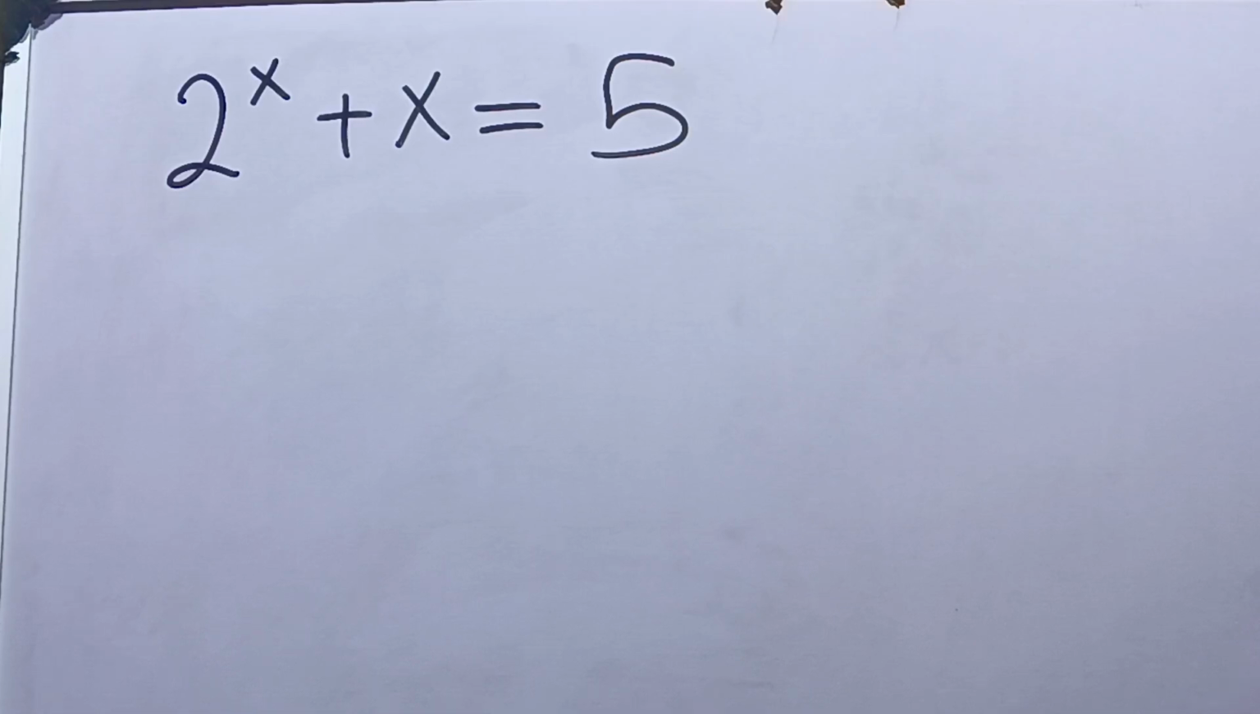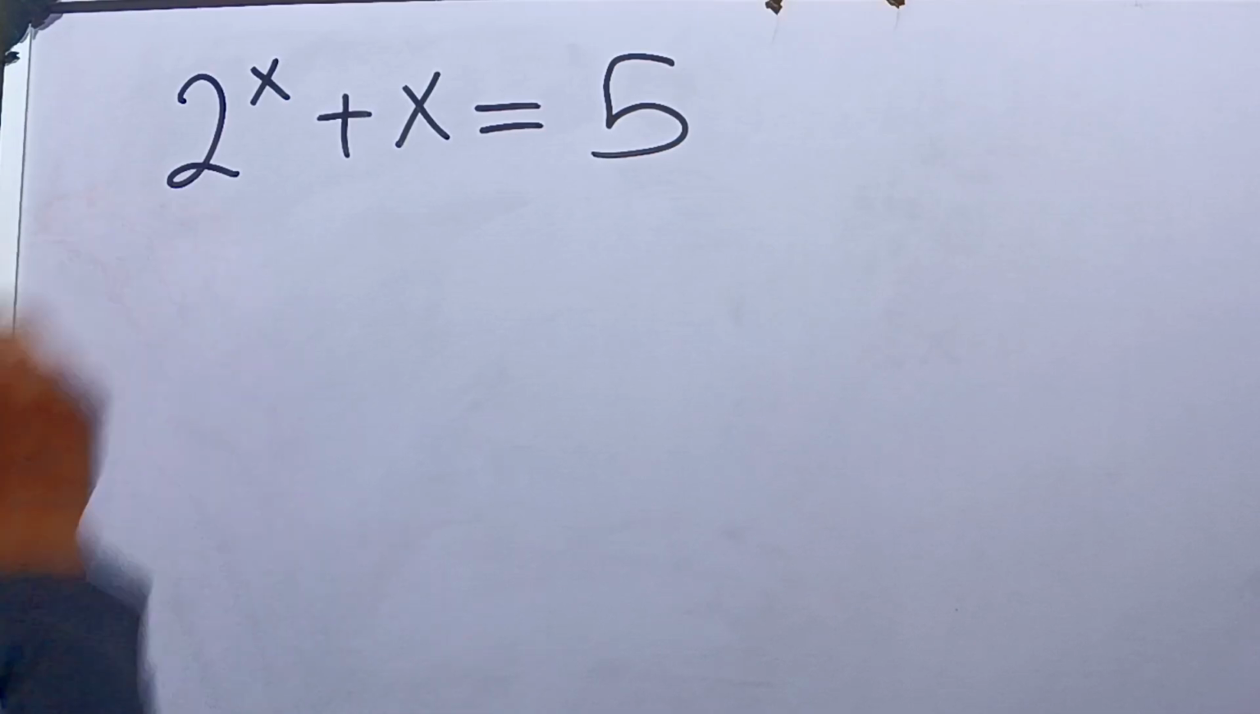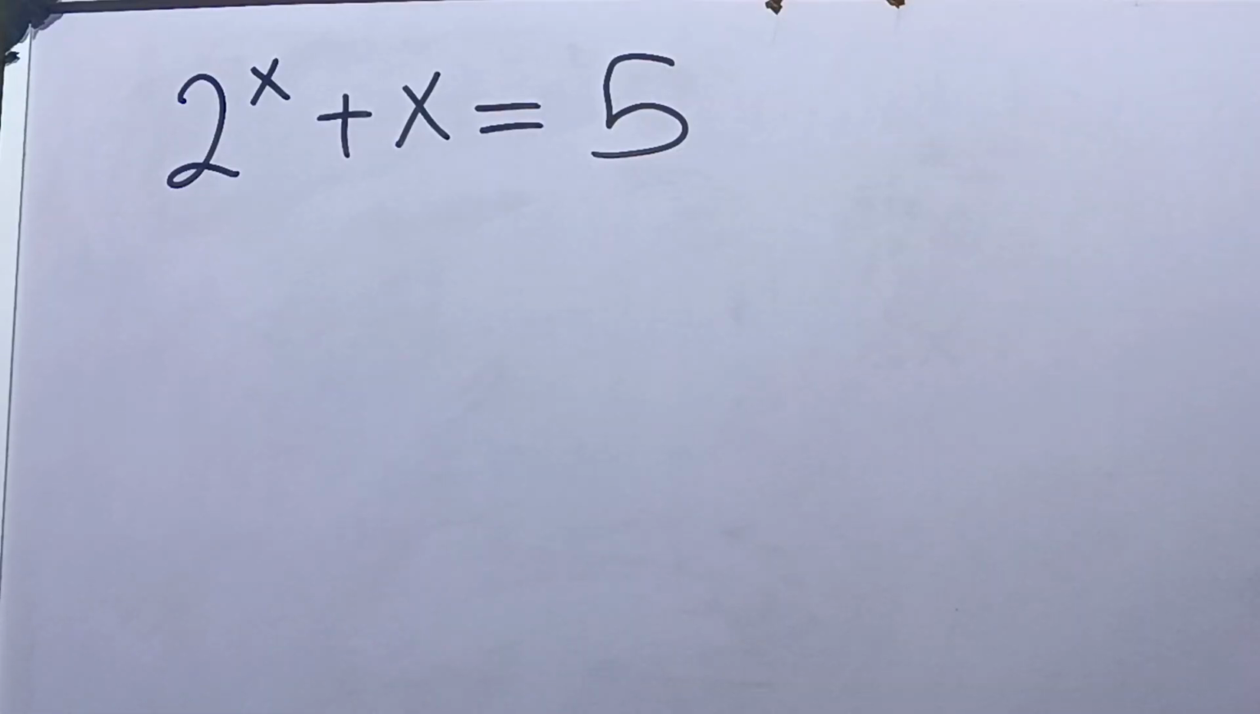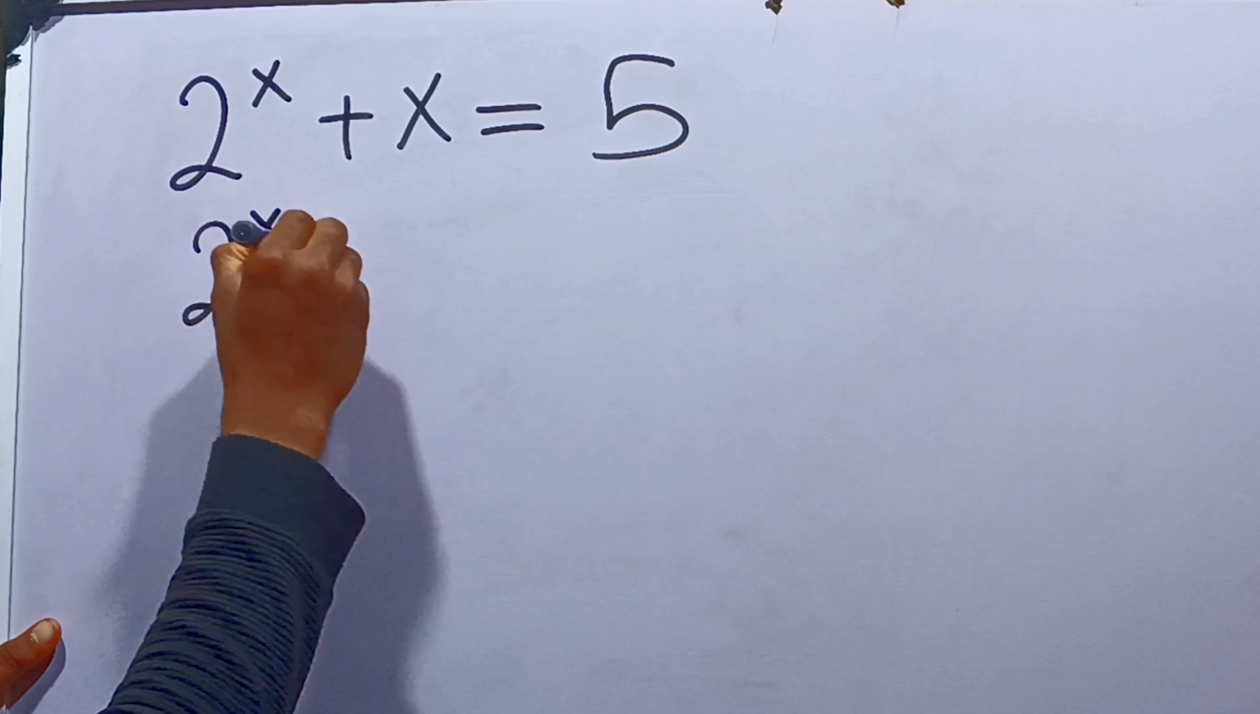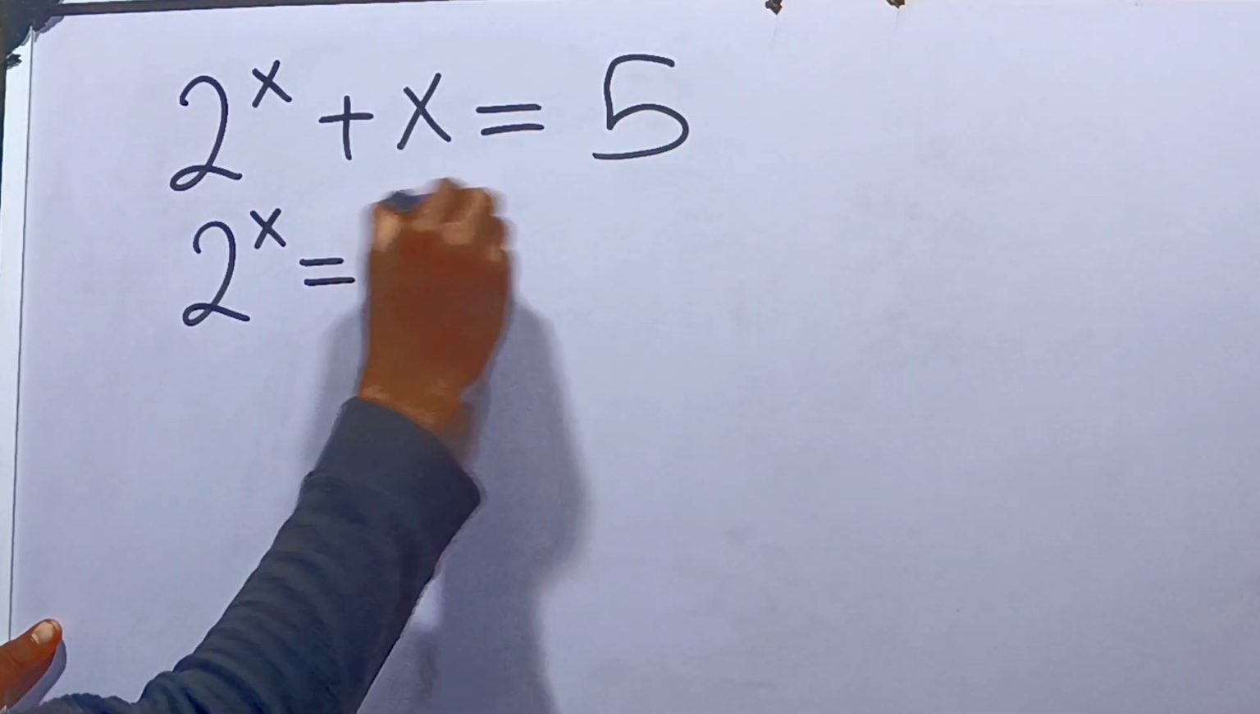Let's solve this together. It says 2 raised to the power x plus x is equal to 5. Okay, we're going to solve for x in this question. Now, the first thing we can do here is to rewrite this as 2 raised to the power x equal to 5 minus x.